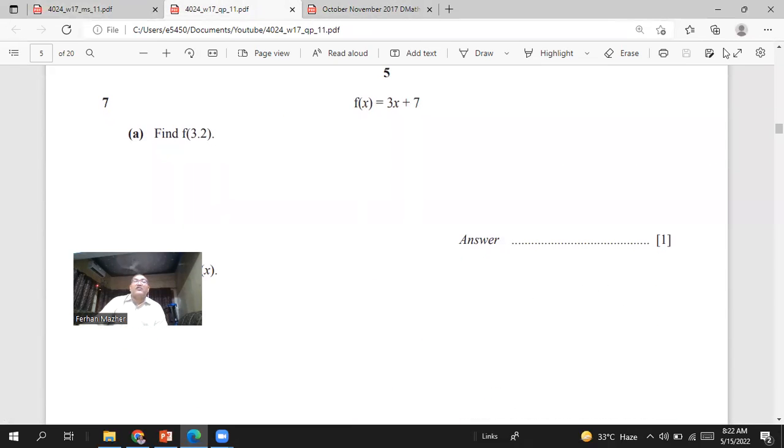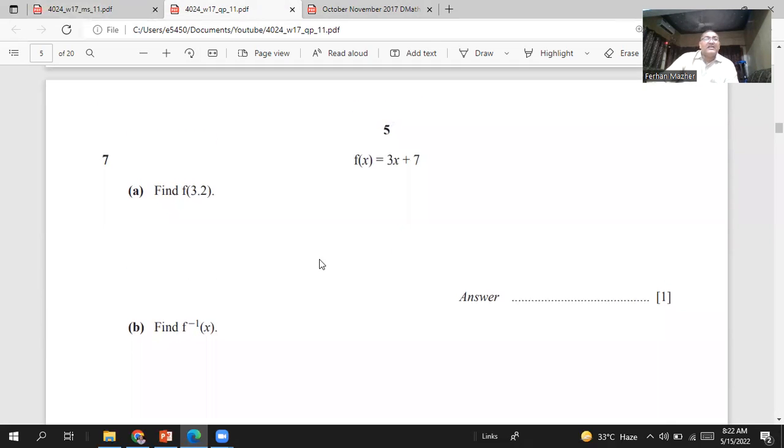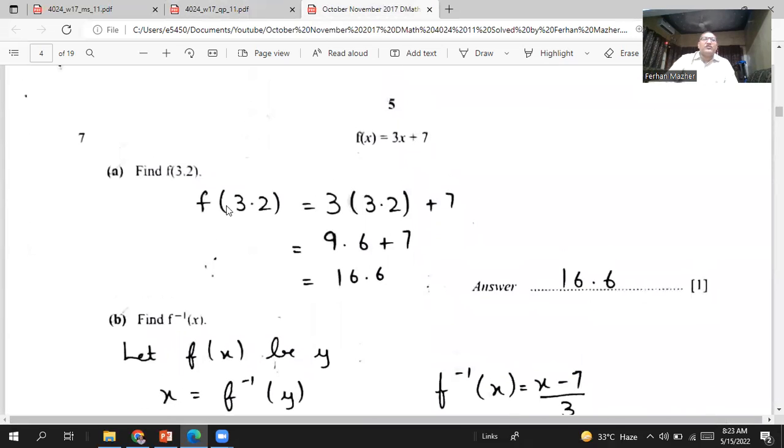The next question coming up on your screen is about functions. Here a function is given, f of x is equal to 3x plus 7, and they say find f of 3.2. F of 3.2 means that in the function formula, wherever you have the value of x, substitute it with 3.2. A very simple and straightforward question. Let me show you the solution. So 3 into 3.2 plus 7, so it will be 9.6 plus 7, and that will be 16.6. So 16.6 is the answer for the a part.